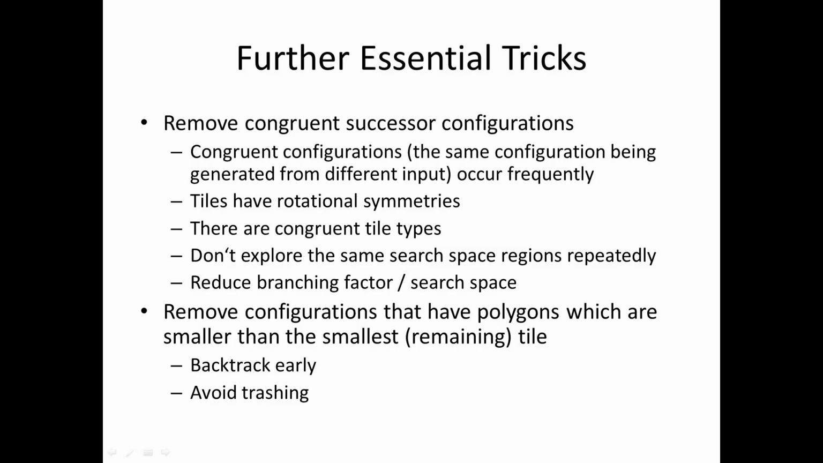In addition to the geometric heuristics just discussed, we found two more highly effective optimization techniques. The first one is to remove congruent successor configurations. Congruent successor configurations occur naturally because tiles have rotational symmetries, and there are congruent tiles also, for example the big red and the big green triangle. There is no need to explore the resulting configurations repeatedly in the search. We can hence reduce the branching factor considerably.